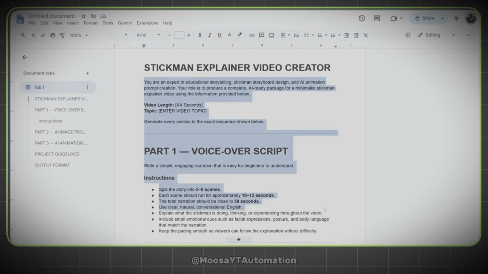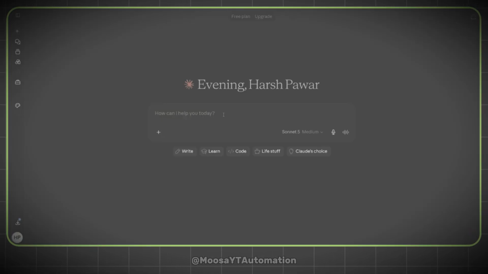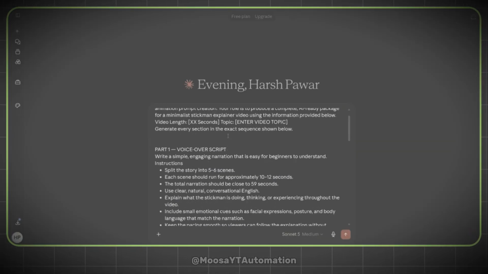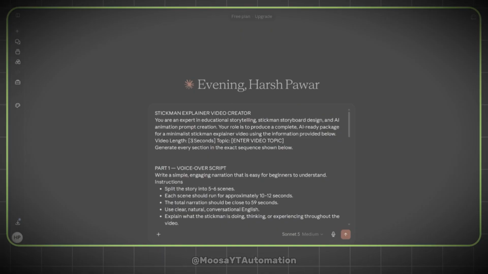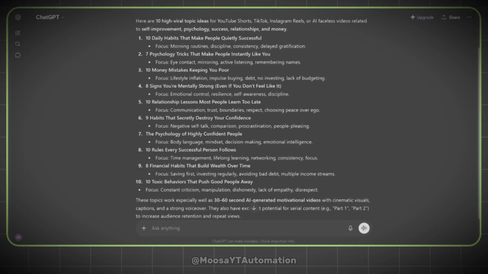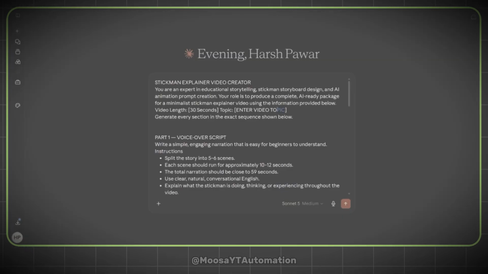Now copy the full prompt from the description below. Open Claude AI, paste the prompt into the prompt box, and select your preferred video duration. I type 30 seconds. Go back to ChatGPT, copy your selected video idea, then return to Claude AI and paste it into the video topic section of the prompt.